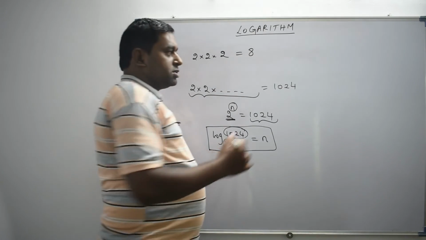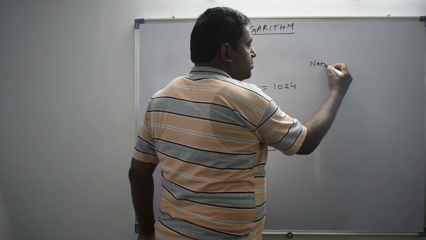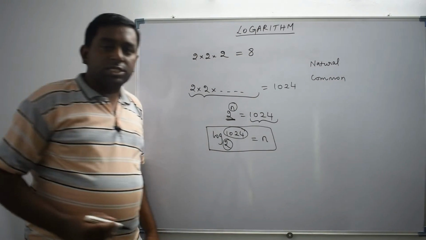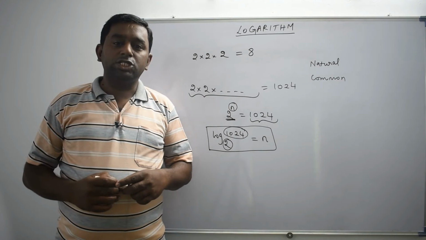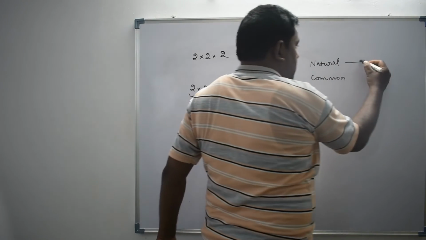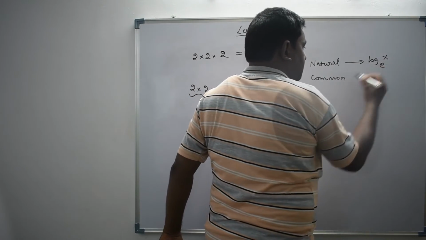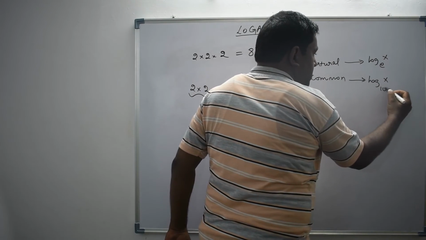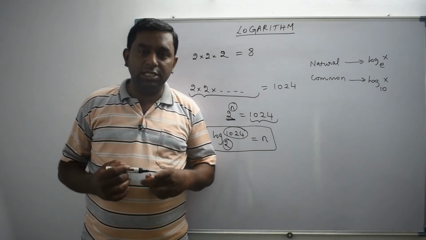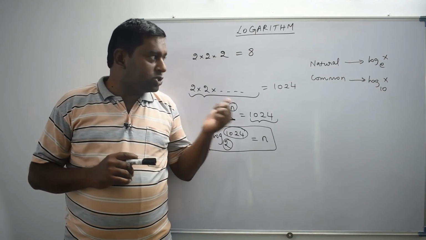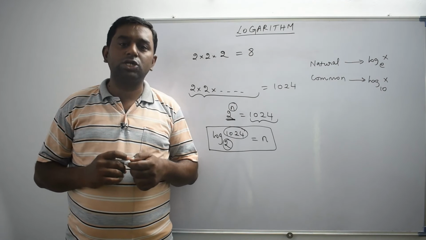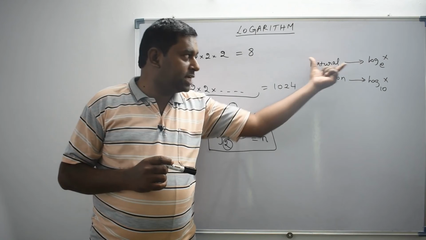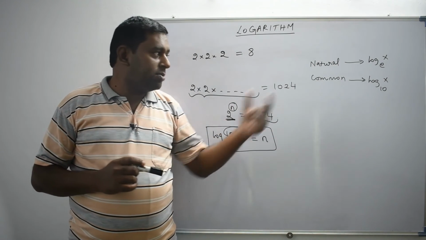There are two types of logarithm. One is natural logarithm and the other is common logarithm. If your logarithm is a natural logarithm, its base will be e, that is, it will be like this: log x to the base e. If a logarithm is common, it will have the base 10. So if a logarithm has base e, it is called a natural logarithm. If a logarithm has base 10, it is called a common logarithm. Only in calculus, that is in differential and integral calculus, will we be using natural logarithm. Otherwise, we will be using common logarithm.